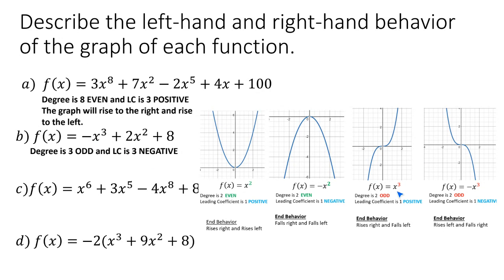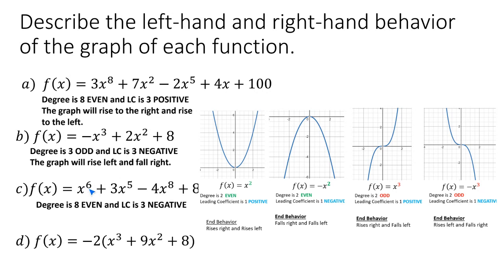So if we have a degree that is odd and the leading coefficient is negative, then that means that our behavior should be like the last one. So we would write the graph will rise left and fall right. And on your WebAssign, it'll be multiple choice, so you can select which behavior it is. Okay, so let's try the next one.